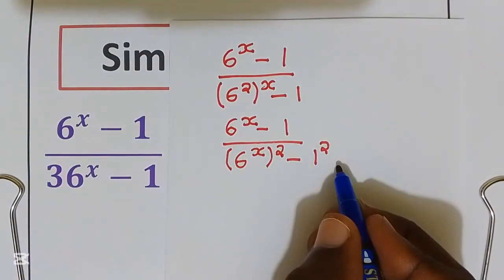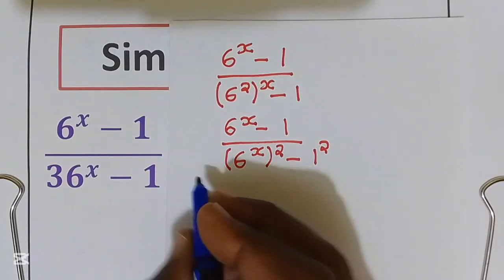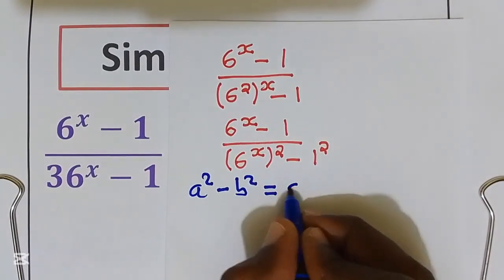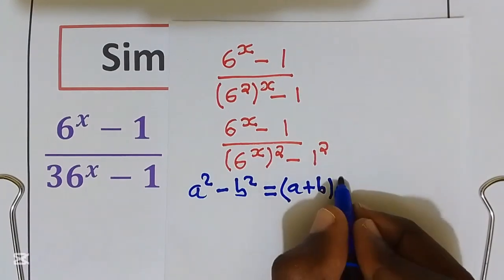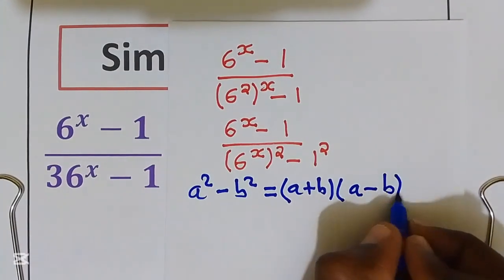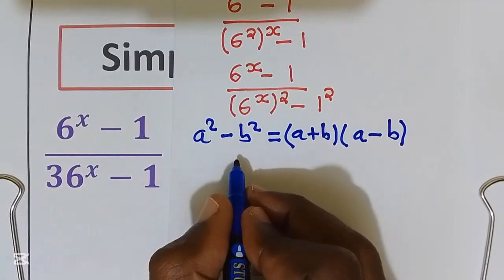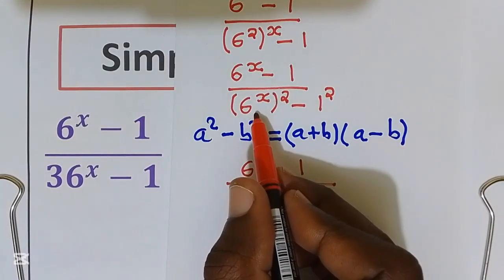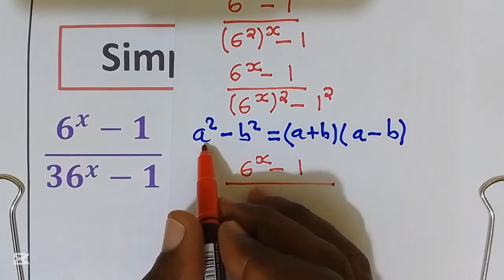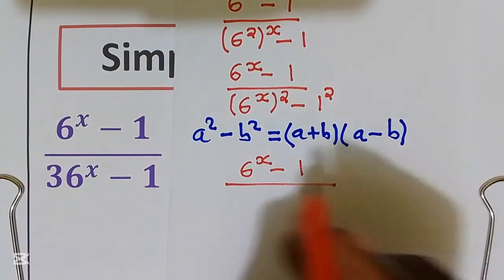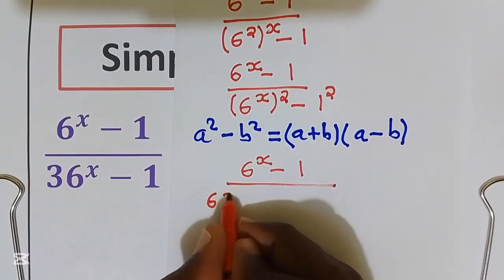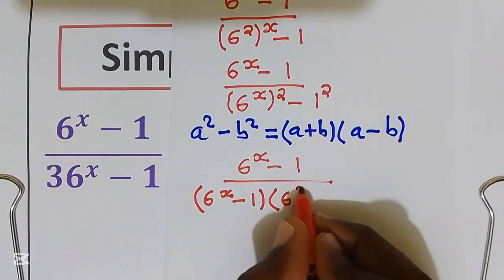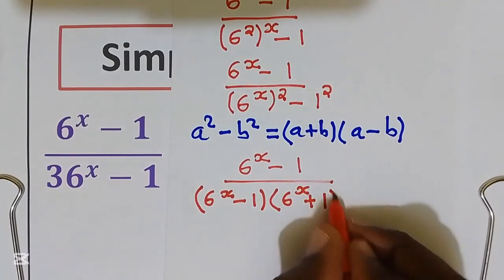The denominator is already in the form of a difference of two squares, that is a squared minus b squared. This is equal to (a + b)(a - b). So this is the same as (6^x - 1) over, the denominator is in the form of a difference of two squares. I'm going to use this formula. This is going to be (6^x - 1)(6^x + 1).